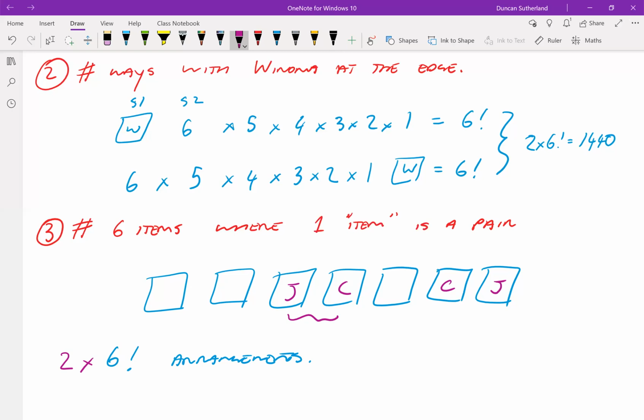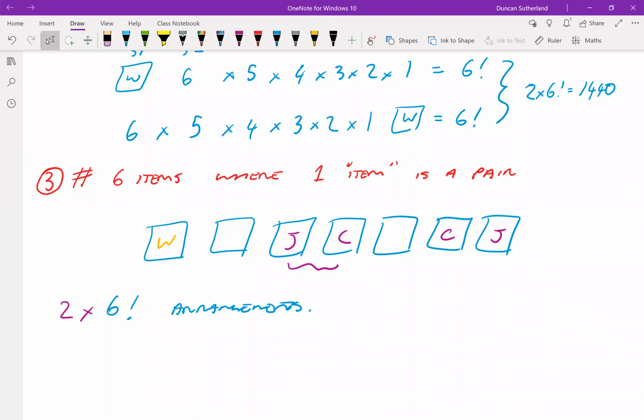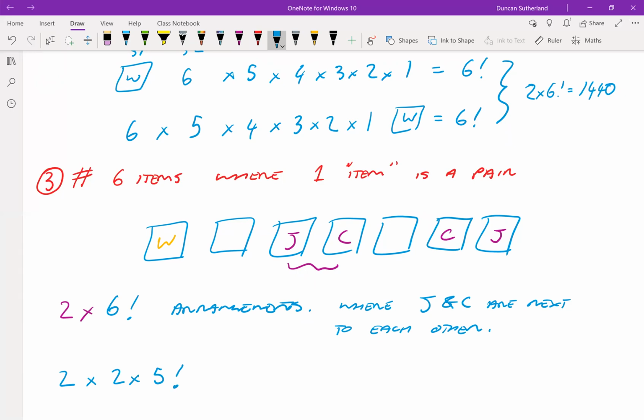So we have to account for the fact that there's 2 of these 6 factorial arrangements. However, this whole idea still allows arrangements where Winona is at the edge. Now we want to exclude them as well. So we know that there are 2 ends where Winona won't sit, and then we've got 5 things left to arrange. So 2 ends that Winona can sit on, times 2, that's the order of John and Chloe, times 5 factorial, which is the remaining number of things we get to arrange.